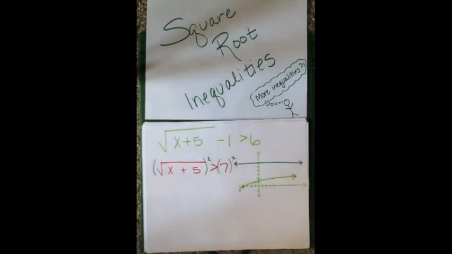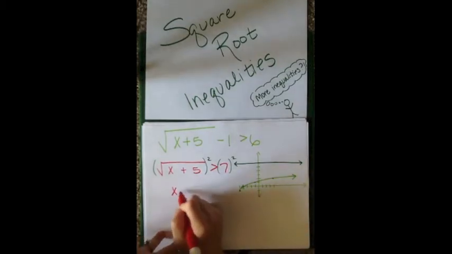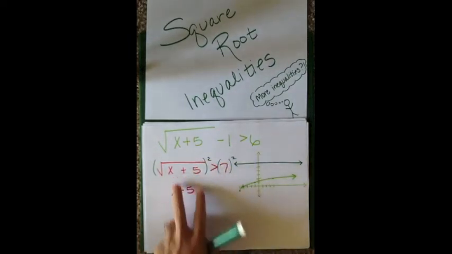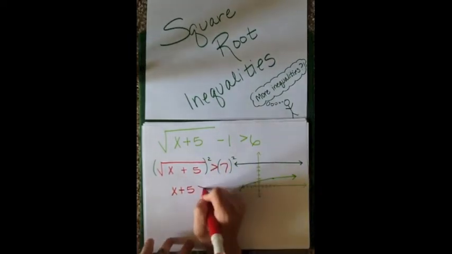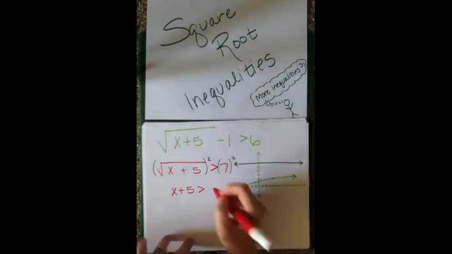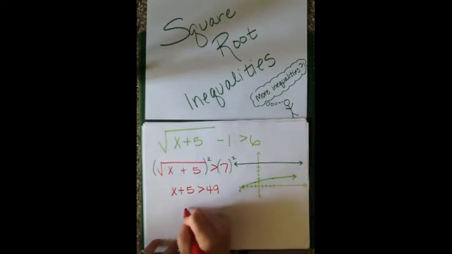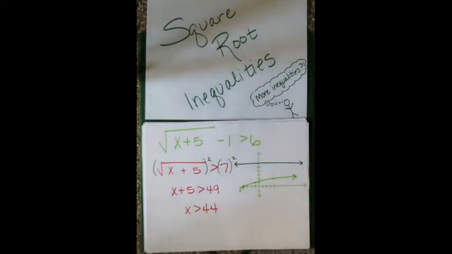And what you do to one side, thou shalt do to the other. So when I square the square root of x plus 5, I just get x plus 5. Squaring cancels out that square root, and you're just left with what's inside. Square 7, and I get 49. Now it's pretty easy algebra. Subtract the 5, and I get that x is greater than 44.